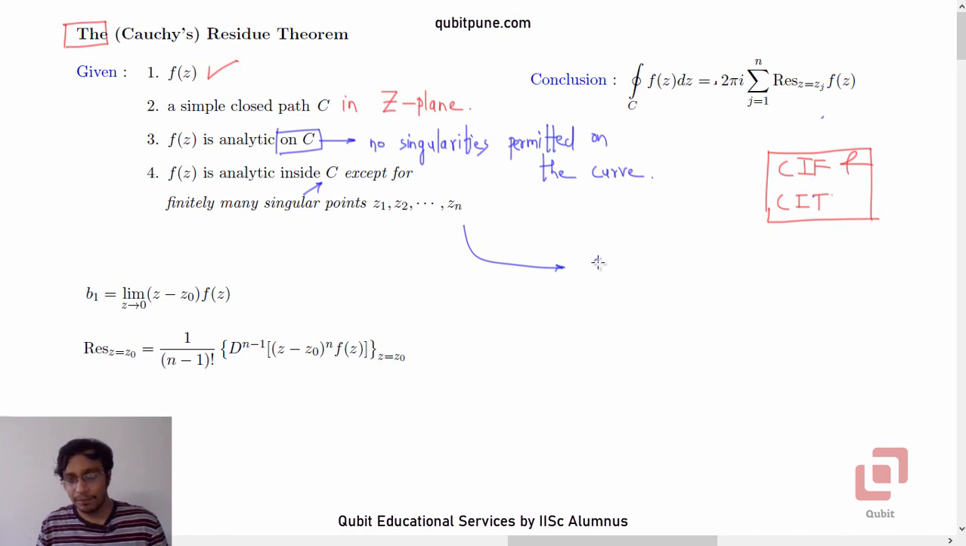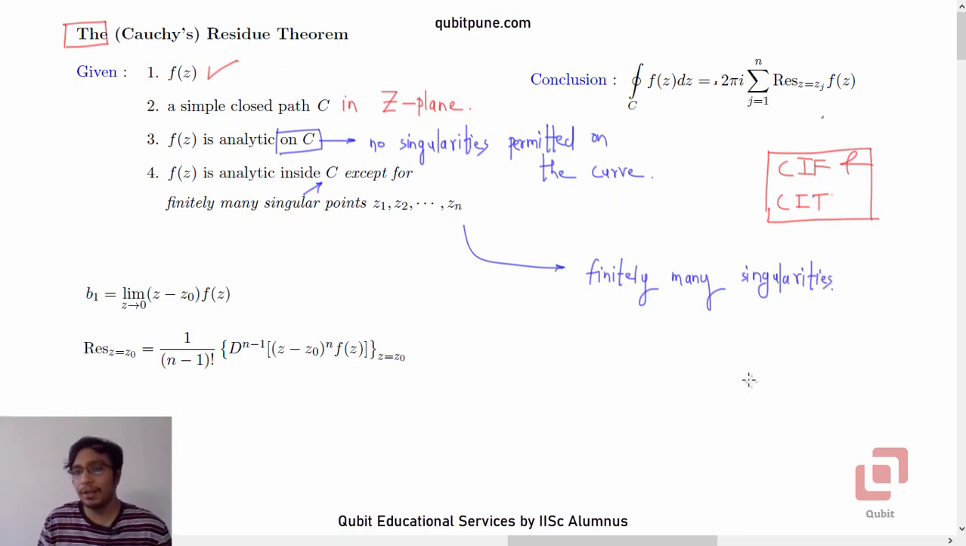It is allowing finitely many singularities. So you can have 2, 3, 4, n number of singularities, but not infinitely many singularities. And except for those singularities, it is analytic inside. Okay, these are the conditions. When these conditions are satisfied by the given things in the problem or in the question, then you can apply the residue theorem.